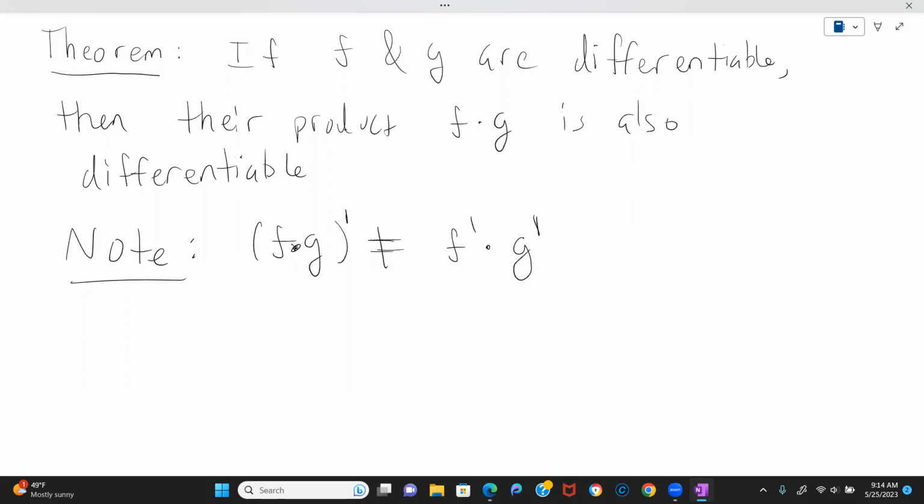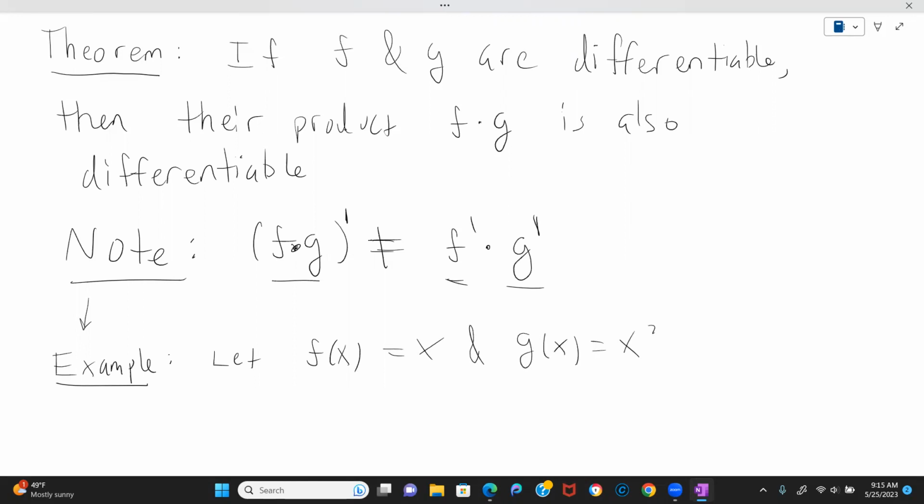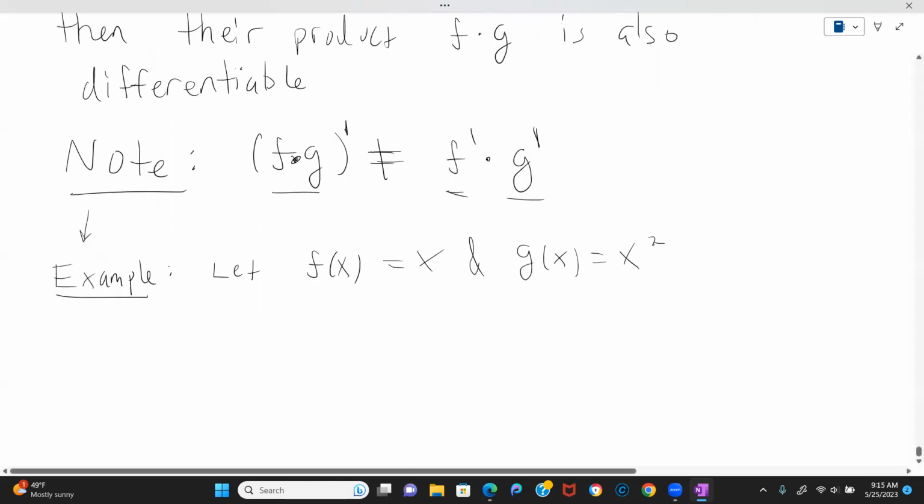So unfortunately, it's almost never going to be true that to compute the derivative of the product, you just take the product of the derivatives. So let's look at an example to see why this is not always going to be the case. We're going to let f of x be equal to x and g of x equal to x squared. And we know how to compute these derivatives without having to resort to the original definition of the derivative. These are just going to be x to some power, so we can easily differentiate these.